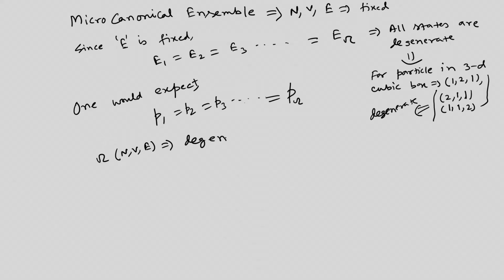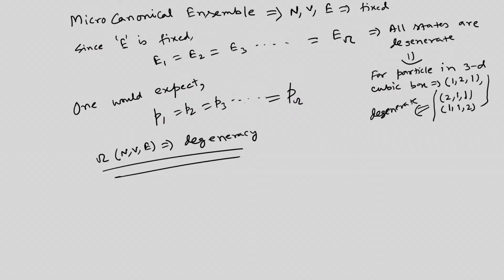So, as I said, in the microcanonical ensemble N, V, E are fixed. Since E is fixed, E1 equals E2 equals E3 up to E omega, where omega is the degeneracy. Since all energy values are the same, one would expect the probability of having all the states to be the same. So, we are going to prove that the probability of all the states is the same in the microcanonical ensemble.